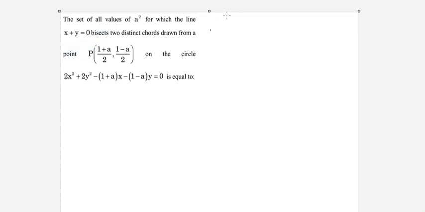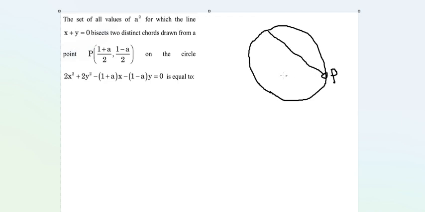Okay, so this problem might seem a bit obscure, so we might have to draw it out first. Two distinct chords on a given circle. Let's just try. Given a point P, draw two distinct chords. At random, I'm drawing them here. And if the line x plus y equals 0 bisects the chords, that means it cuts them at their midpoints.